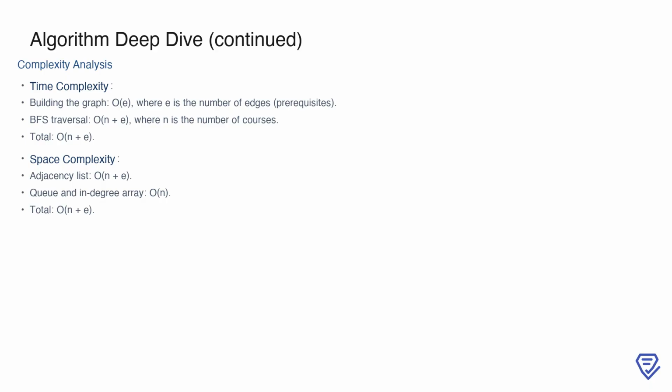For space complexity, the adjacency list requires O(n + e) to store the graph, as it includes all nodes and edges. The queue and in-degree array each require O(n) space, as they are proportional to the number of courses. Adding these together, the total space complexity is also O(n + e). This efficient use of time and space ensures that the algorithm scales well even for large problem instances, making it a practical solution for determining the minimum semesters required to complete a set of courses.